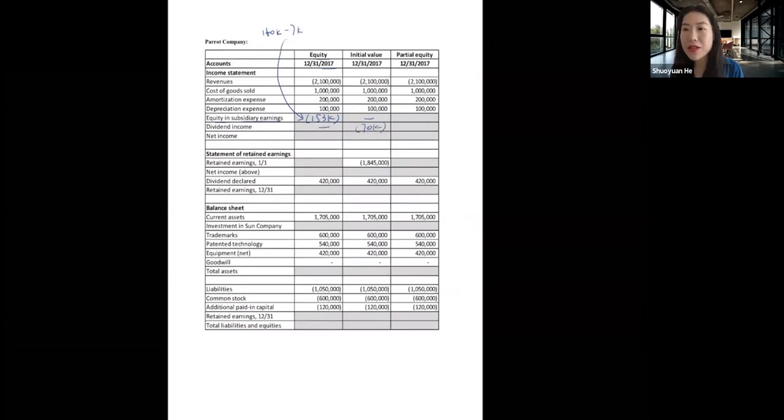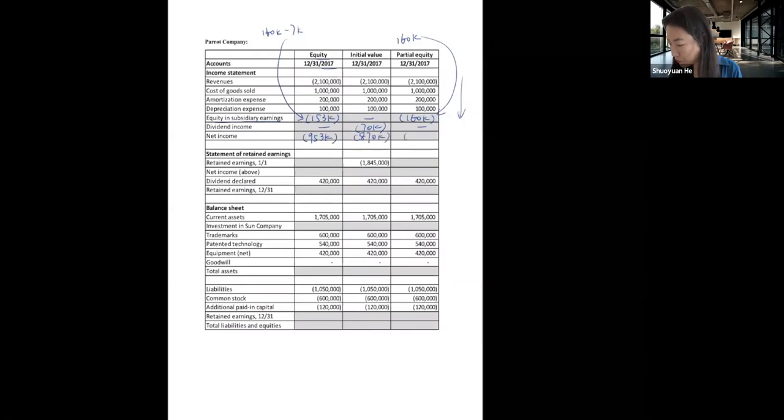If the firm has been using the partial equity method, it doesn't need to worry about amortization. It only needs to record the subsidiary's income as its income. And then we just sum them up. That will give you your net income for the year. And then for the statement of retained earnings, first of all, we carry over the net income from your income statement.